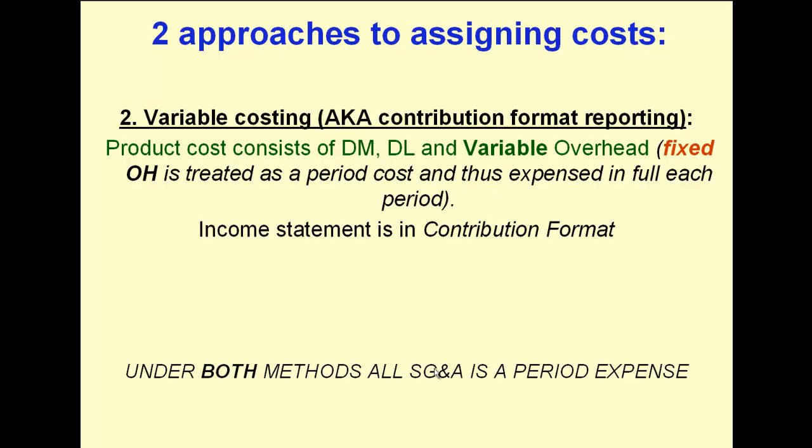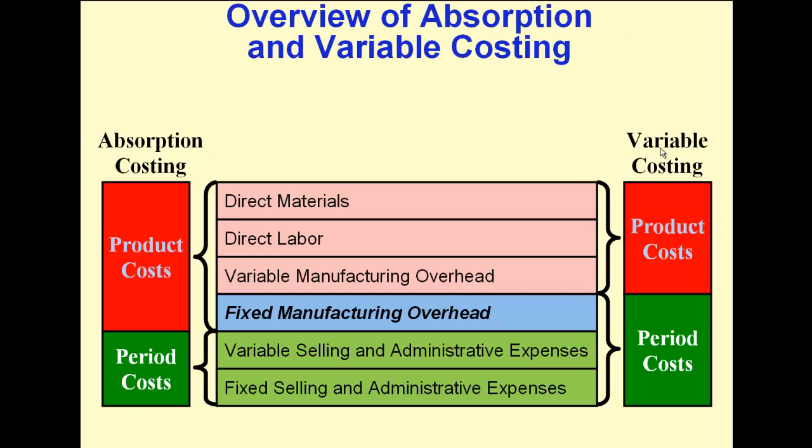So remember, selling, general, and administrative expenses were the first ones that we were exposed to that we referred to as being period costs. And that means we're going to expense them in the period that we incurred them, and we are not going to capitalize those or treat those as inventoriable costs, meaning we're not going to put them on the balance sheet first. Okay, so it's fixed manufacturing overhead. That's going to be the key difference between these two different methods.